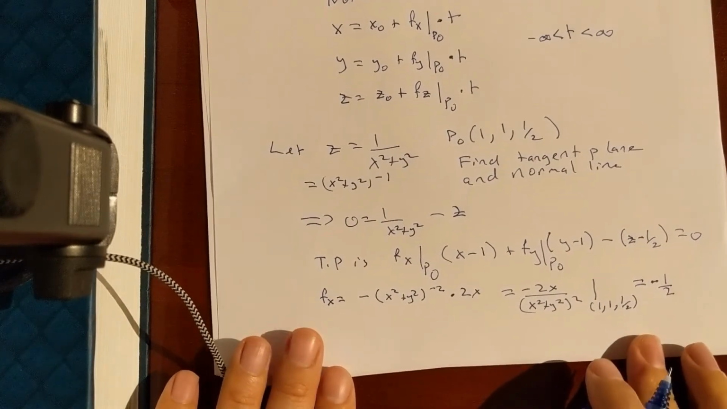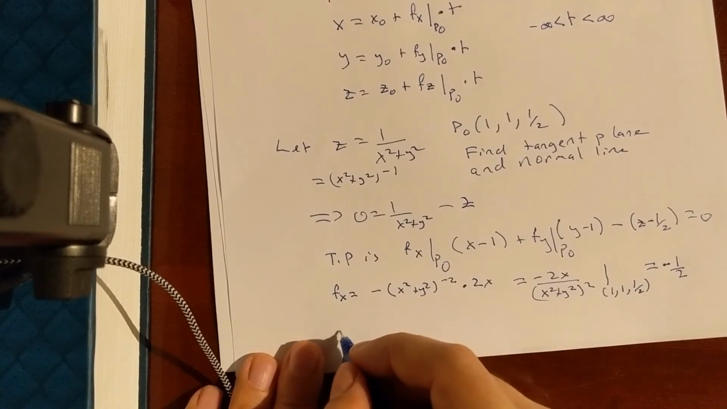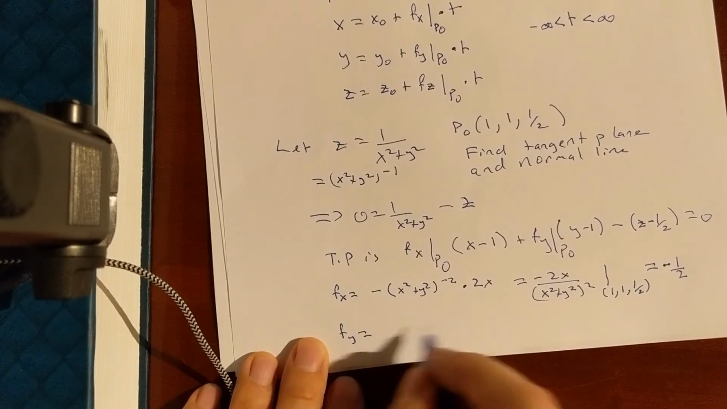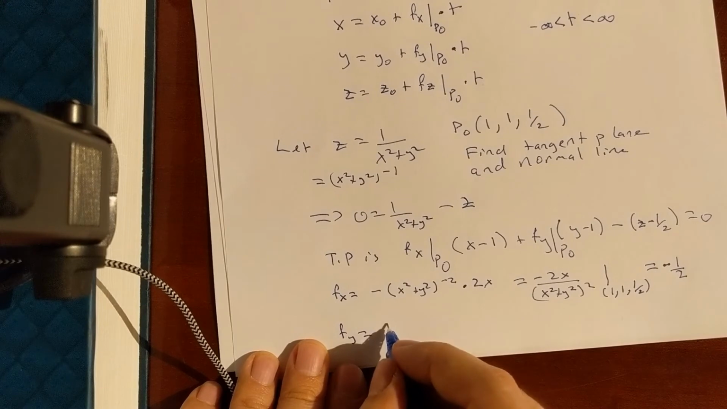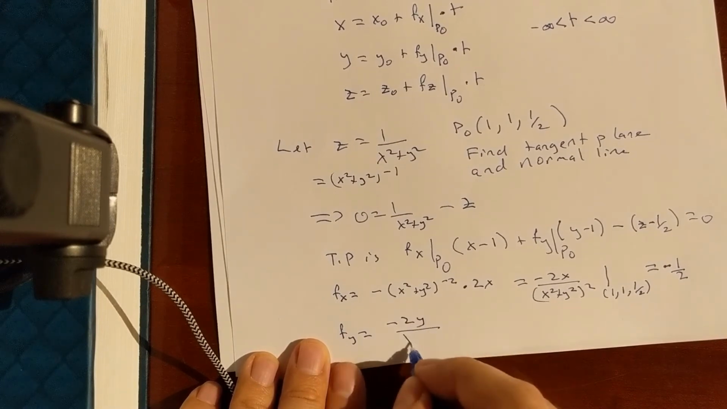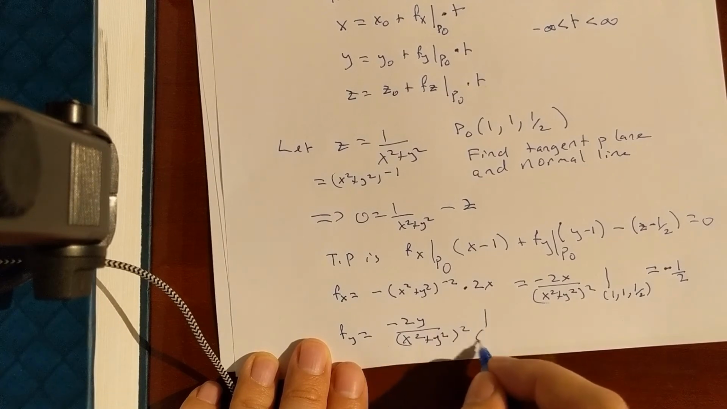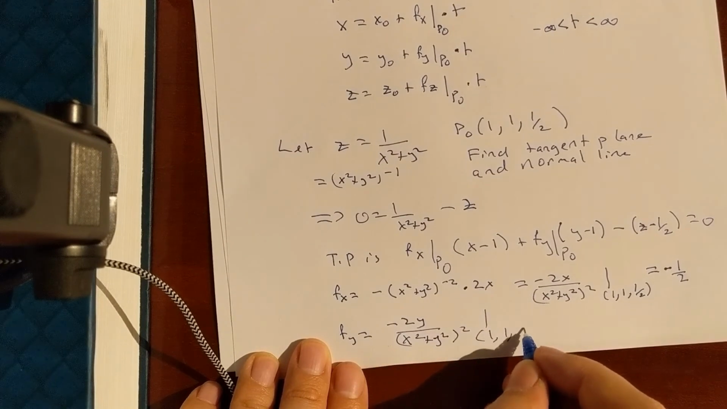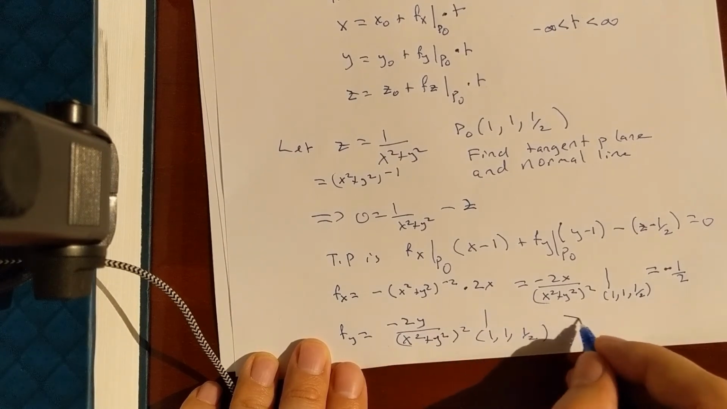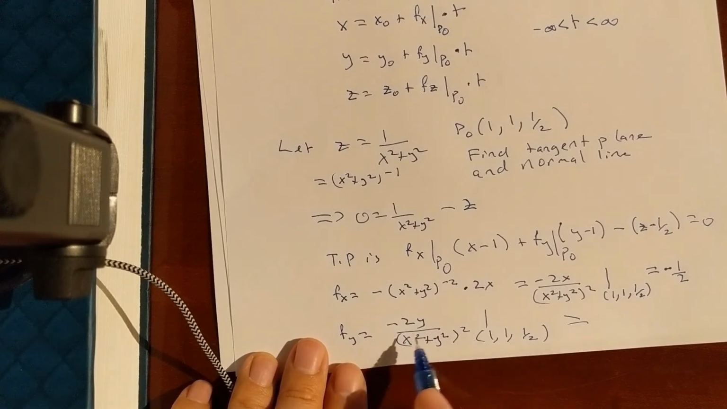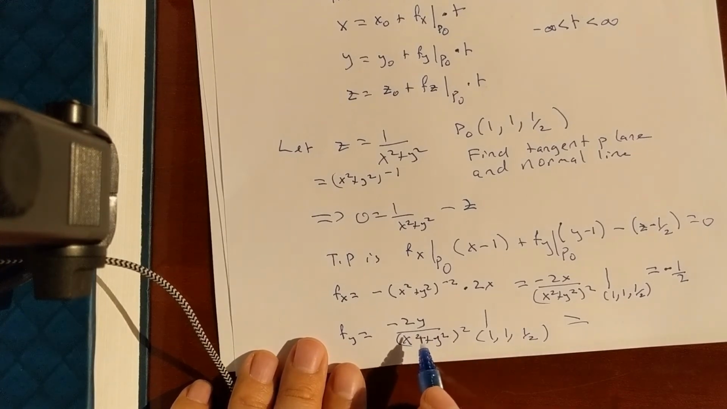Minus 1/2. So let's do the same thing with f sub y. We can do it in our head now. It's the same thing, just symmetric: minus 2y over x squared plus y squared, the whole thing squared, evaluated again at (1, 1, 1/2). We don't care about the 1/2 part here. It's again going to be minus 1/2.